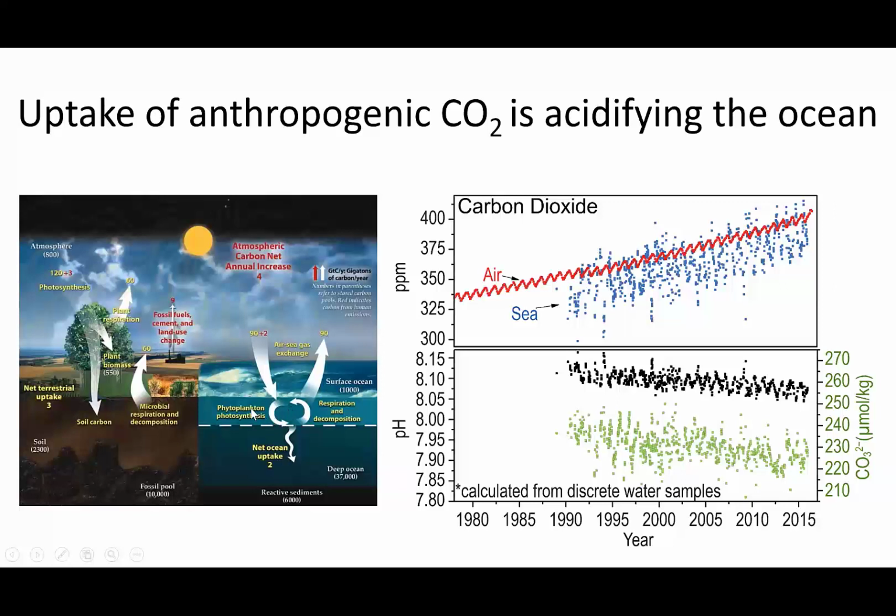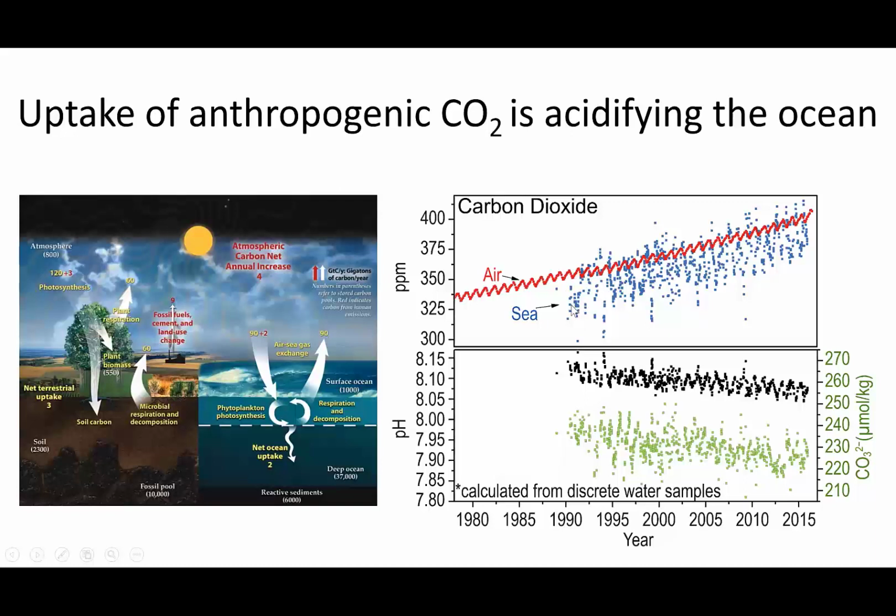The diagram on the left here shows the carbon cycle with the addition of anthropogenic carbon dioxide emissions into the atmosphere from fossil fuel burning and the additional uptake of CO2 into the surface ocean due to the increasing CO2 in the atmosphere. The plots on the right here show that increase in CO2 in the atmosphere, here in red, from around about 1980 up until almost the present.